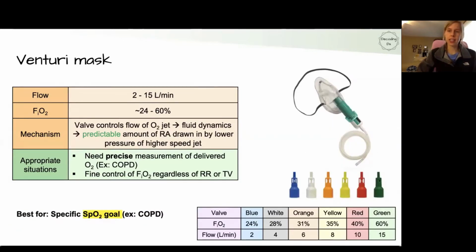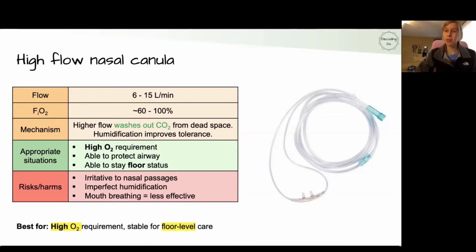A Venturi mask is a little bit more uncommonly used in the hospital. It can give anywhere from 2 to 15 liters per minute, meaning 24 to 60% FiO2. There's a particular valve that you can exchange for different sizes that will give a very predictable amount of room air that is drawn into the oxygen jet, so that we can get an extremely precise amount of oxygen delivered to the patient. This is good for patients that need a very precise measurement of oxygen when you have a clear PaO2 goal, like in chronic COPD.